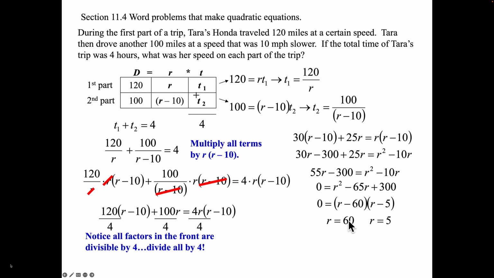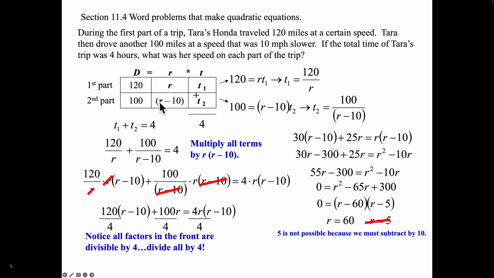So R is equal to 60 and R is, wait a minute, how can we have two rates? Wait a minute, look what happens. Look at this, R equals 5. Is it possible to go a rate of 5 miles per hour and then the second part of the trip subtract 10? That would mean she's going minus 5 miles per hour. You can't have a negative rate. So we're going to throw that one out and say, okay, first part of the trip, she went 60 miles per hour.